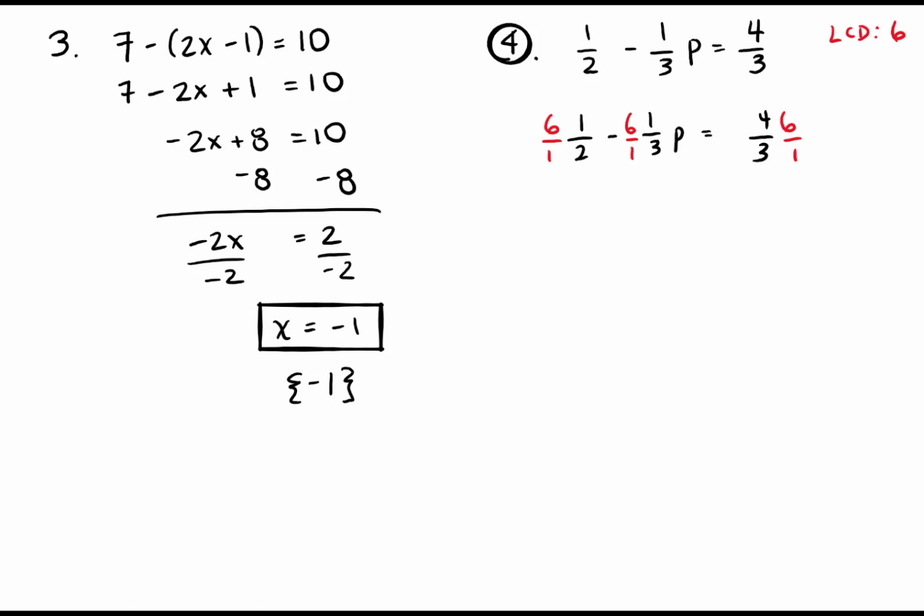So that's 6 divided by 2 is 3. 6 divided by 3 is 2. And then this is going to be 6 divided by 3 is 2 times 4 is 8. And if you didn't follow along with that, you need to practice your fractions. Alright, we're going to subtract 3 from both sides. And I'm going to get negative 2p is equal to 5. Dividing both sides by negative 2. That gives me p is equal to negative 5 over 2.